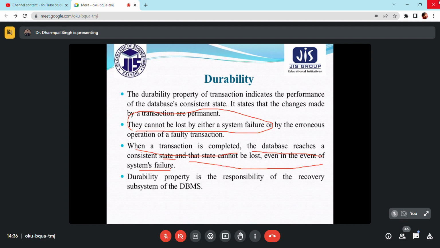The durability property is the responsibility of the recovery subsystem of the database. Why can we use durability for the recovery process? Suppose I have lost all the files. From the recovery, I can reach that state and get the files back.